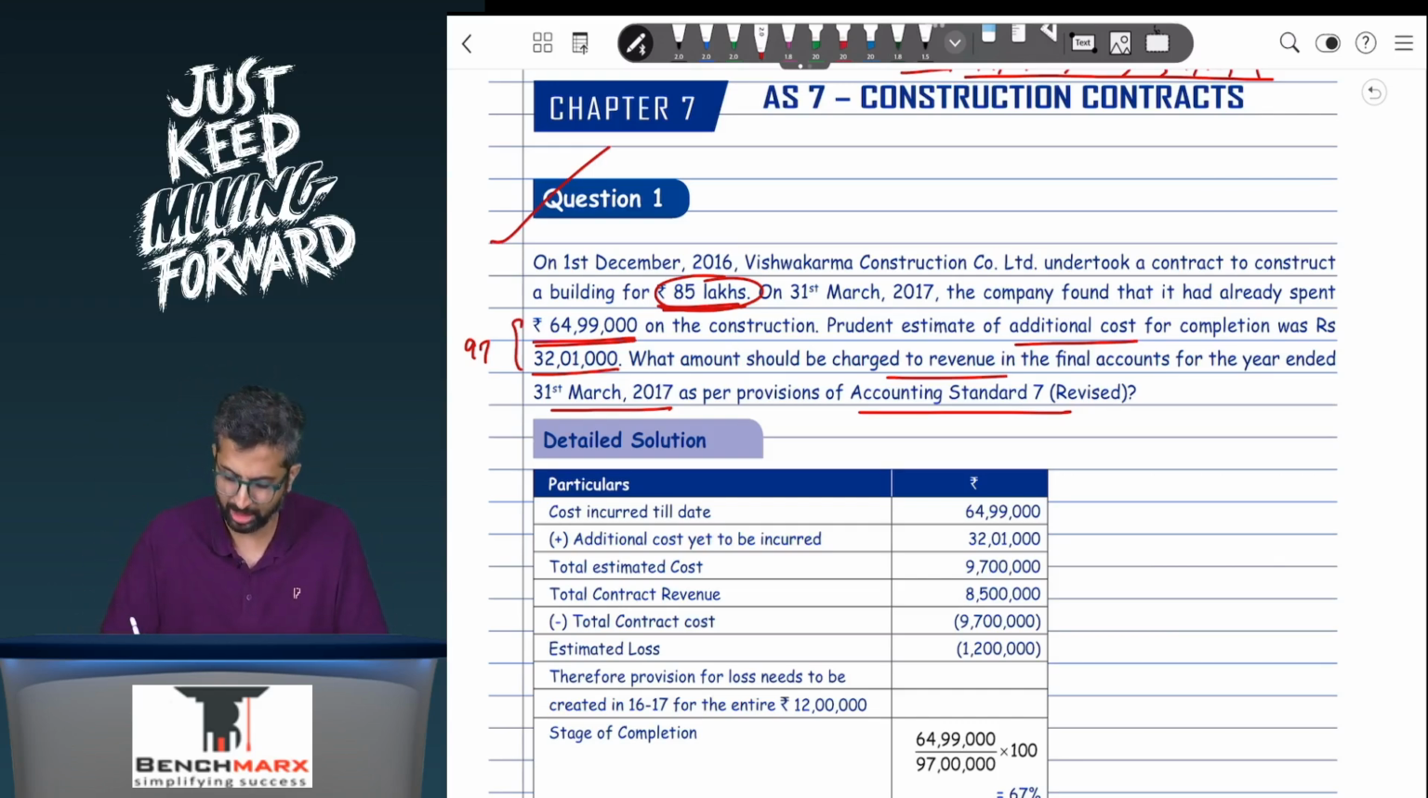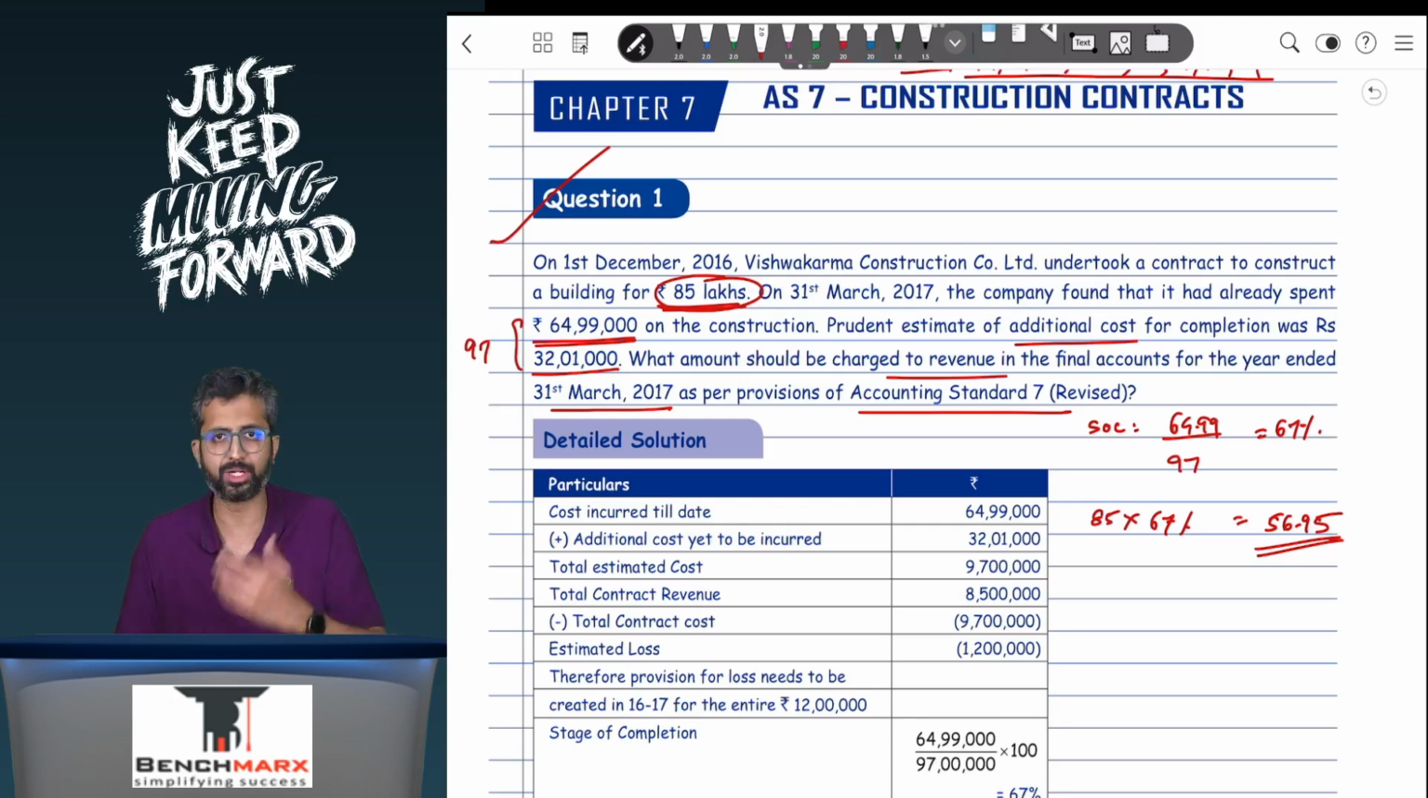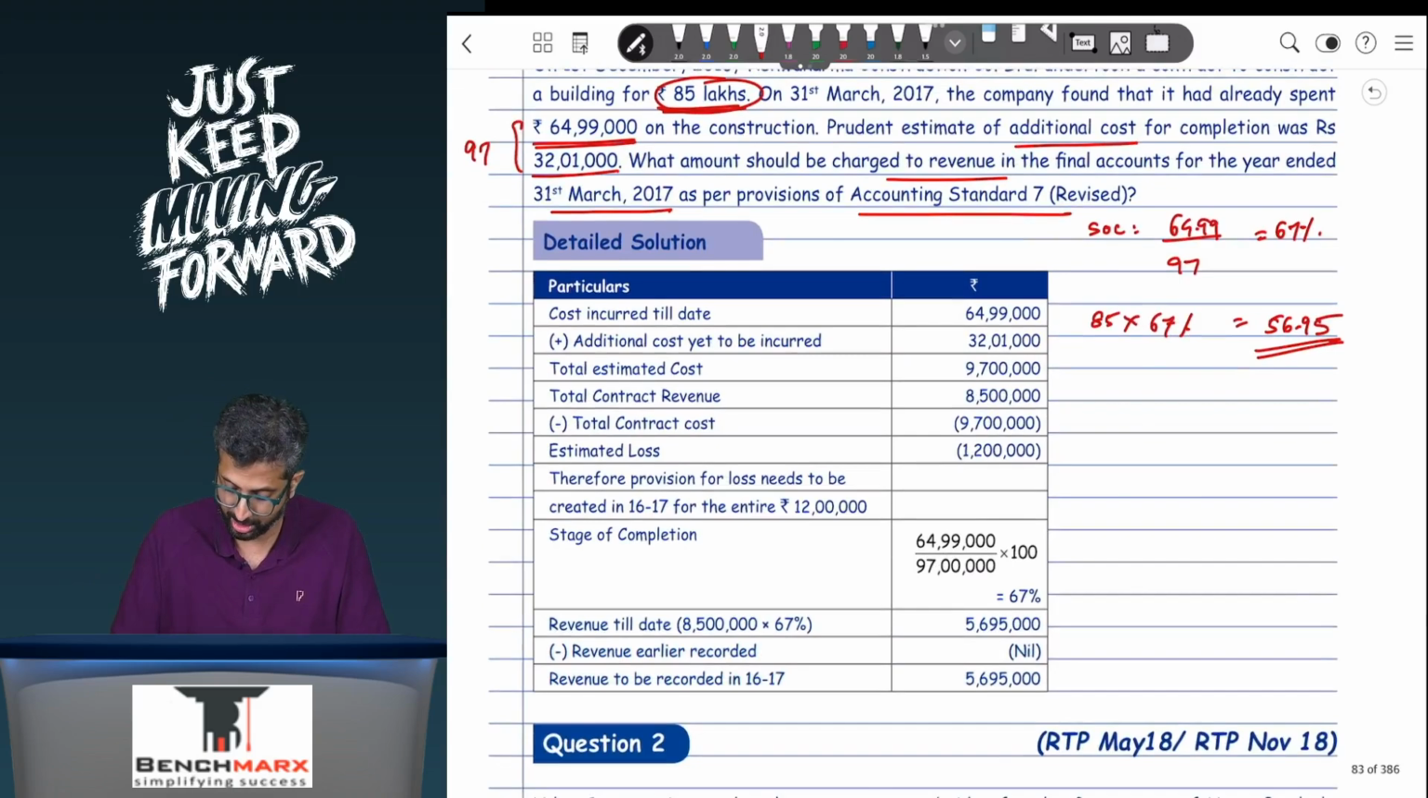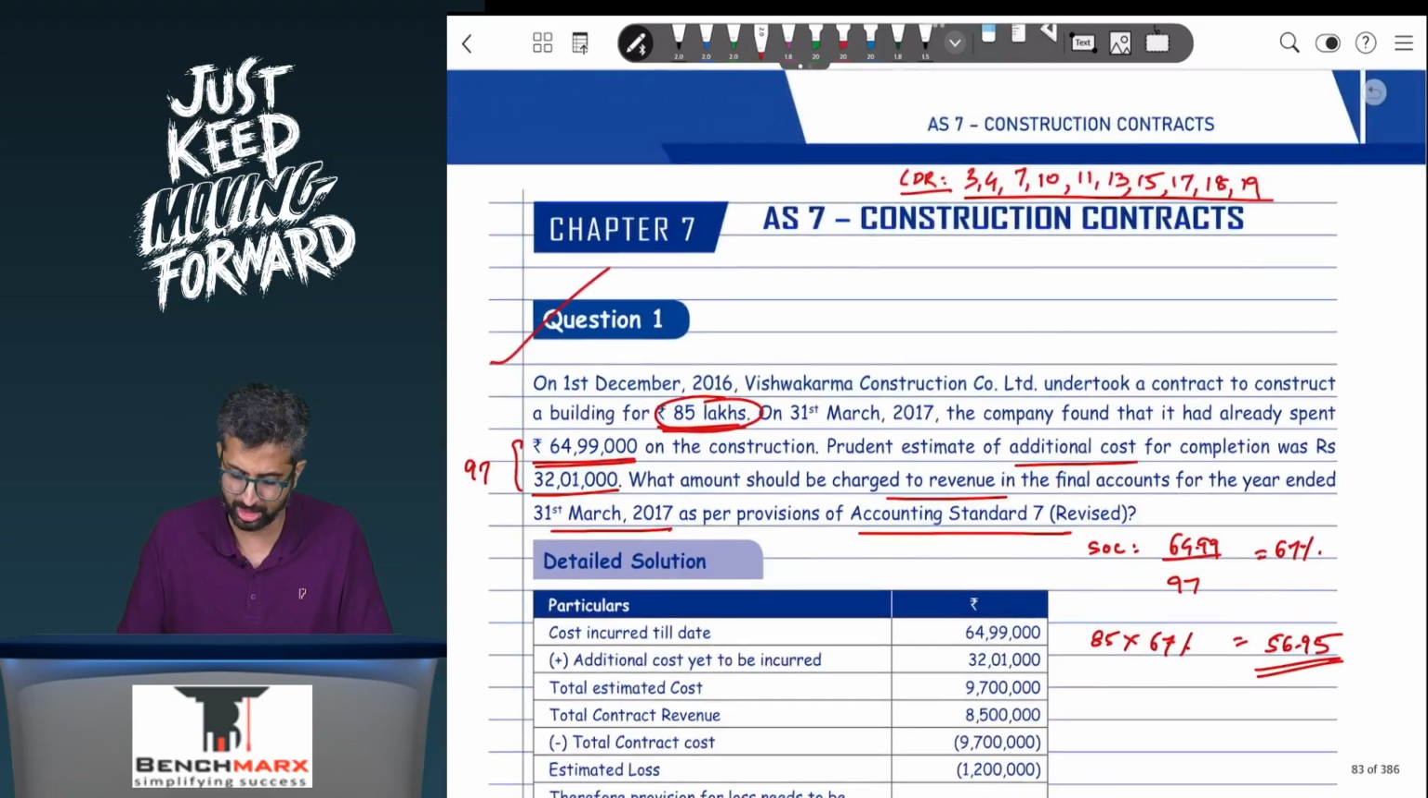Here you are just asked to find the revenue, so you can even do it directly, where you find the stage of completion as 64.99 divided by 97. That comes to around 67% in percentage, and your revenue to be recognized will be 85 lakhs into 67%, which comes to around 56.95. If the question had asked how much of the profit or loss has to be recorded, we would have said that the entire loss of 12 lakhs has to be recorded in this year. So this is around 56.95 lakhs, question number 1.